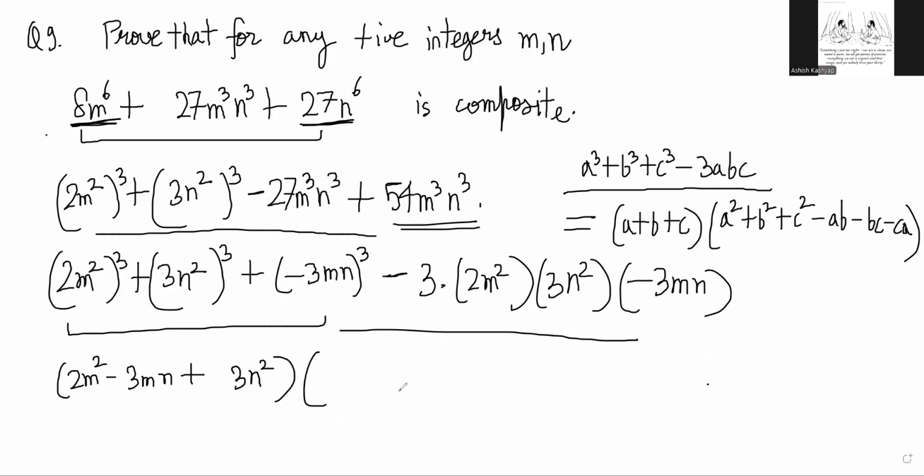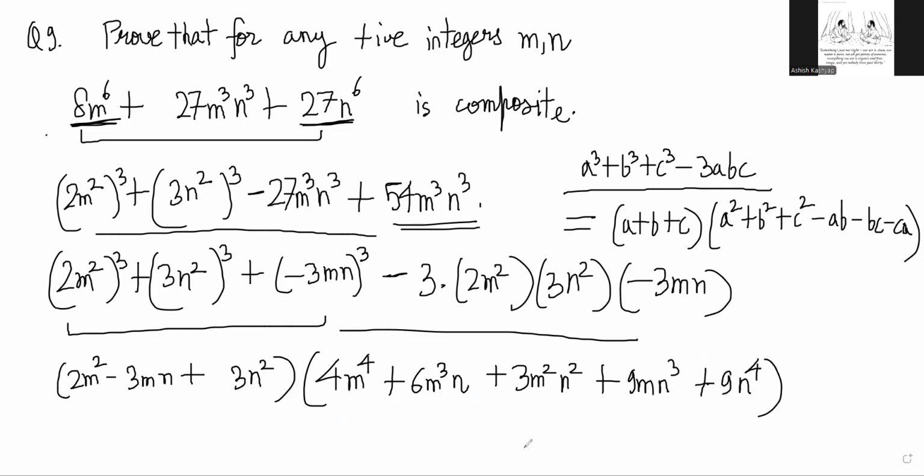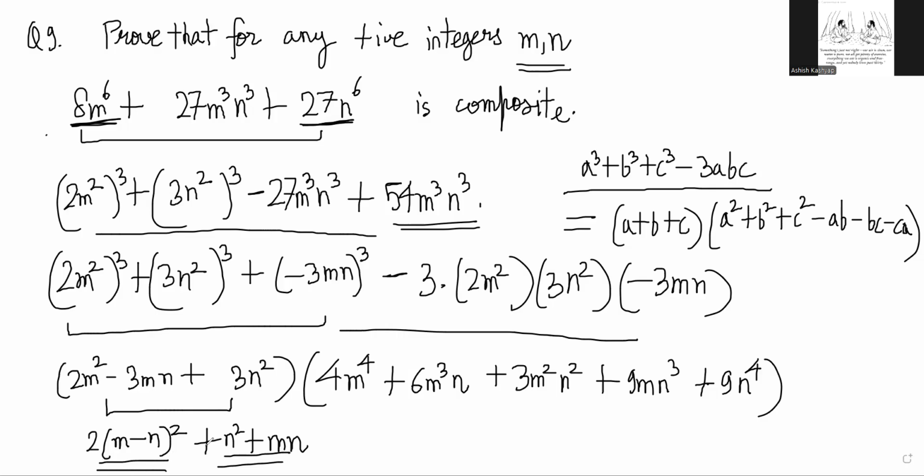And inside, after simplifying, you will get these terms. 4m power 4 plus 6m cube n plus 3m square n square plus 9mn cube and plus 9n power 4. And you can show that this term is greater than equal to 1. The reason is it can be written as twice of m minus n whole square plus n square plus mn. And since m and n were positive integers, n square plus mn is positive and this is positive. So this is greater than equal to 1 for sure.